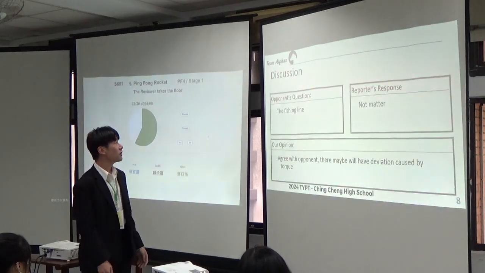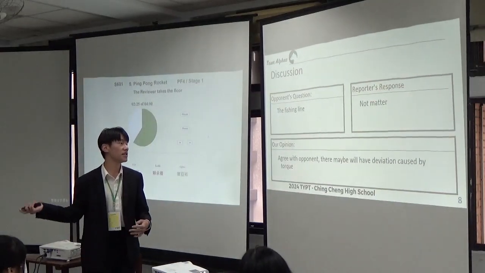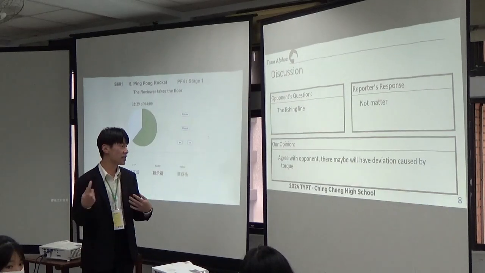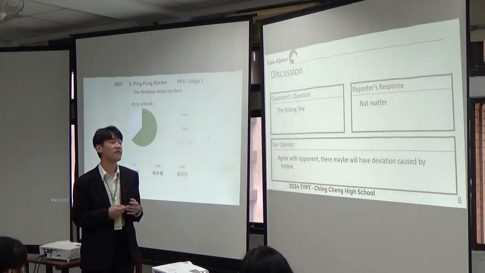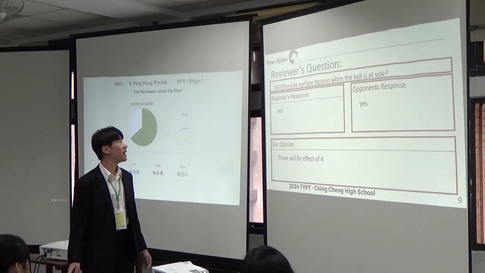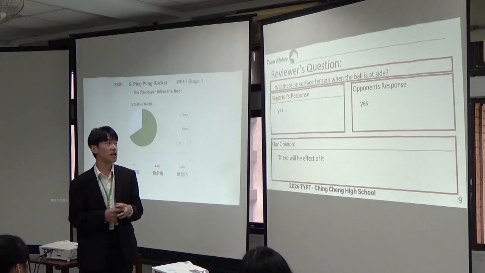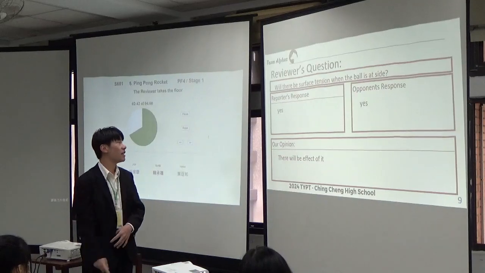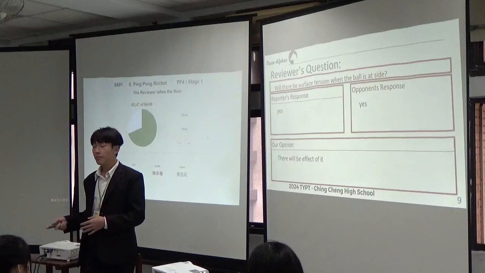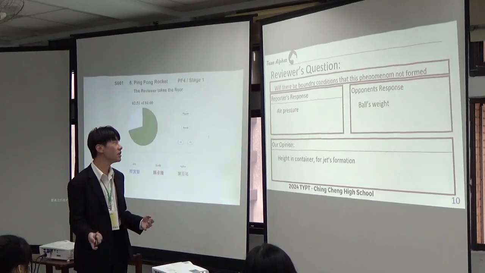And for the next discussion about the fishing line, the reporter's response is that it doesn't matter. And our opinion is that we agree with the opponent that there may be deviation caused by the torque given by the fishing line. And for our own questions, we first asked whether surface tension matters when the ball is at the side, and they both answered yes, which we also think will have an impact.